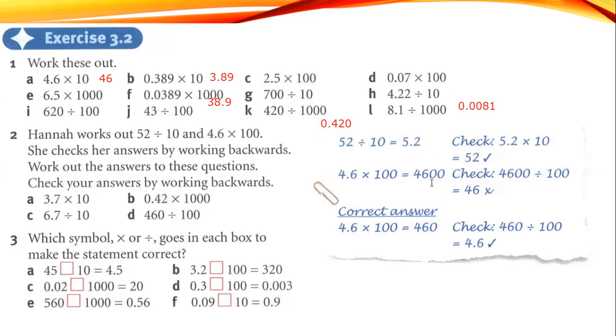4.6 multiplied by 100 is equal to 460. If 4600 divided by 1000, it's not equal to 46, and this is not equal to 4600. Why? Because the point is here, so its answer is 460. Okay, and if 460 is divided by 10, then you will get 46. Otherwise, you will get 460. Okay, so here he writes the correct answer.